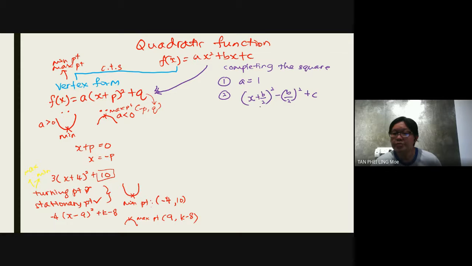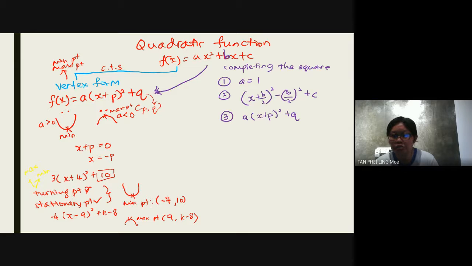So what is inside the big bracket? X plus b over 2. And then this one also b over 2. The b is from the general form, which is this b here. Then the third step is to get them into this form, which is the a, and then you will get x plus p squared plus q. Am I right? Meaning you will just put in the p.